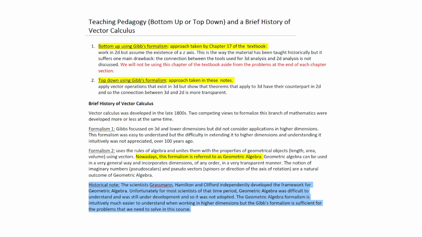Anyways, you can read through this slide to get a little more insight as to what was going on back in the late 1800s. Nowadays, of course, the alternate approach, called geometric algebra, has gained a lot of attention, and there are people trying to push for it. However, there's no need at this point to do it, because the calculus that we deal with here using the Gibbs formalism is perfectly adequate and is consistent with the other approach, except that it's difficult to extend to higher dimensions and still understand what you're trying to do.